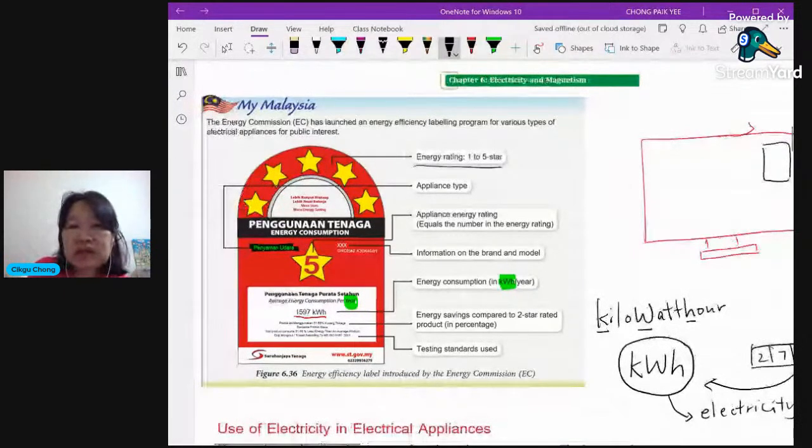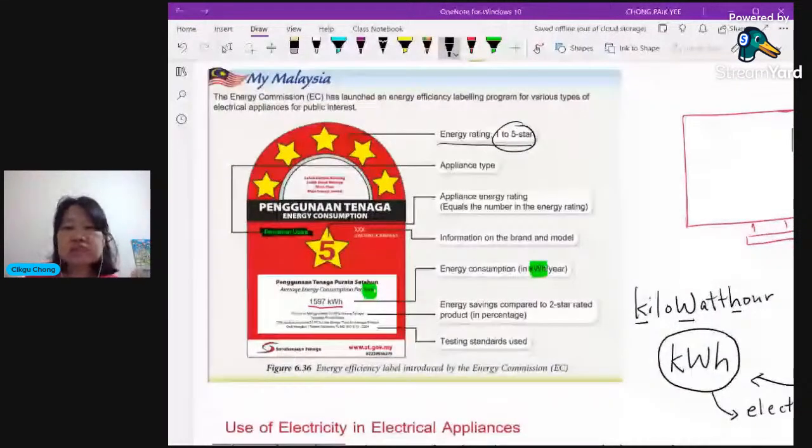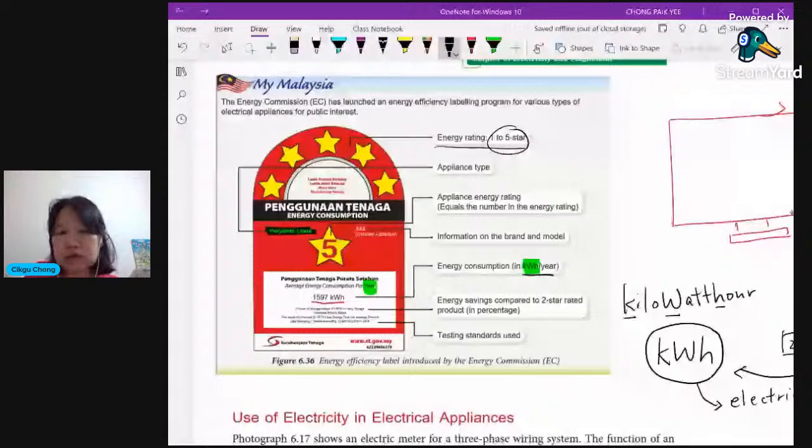Here they rate it whether it's 1 star or 5 star. The best is 5 star. A 5 star rating means the energy consumption is low. In 1 year, it uses a certain amount of kilowatt hours. So for energy consumption, we're going to look at this figure. This is the unit. When the electric meter man comes and reads your meter, let's say this is a meter, the number that you see, 273210, is actually in the unit of kilowatt hour.